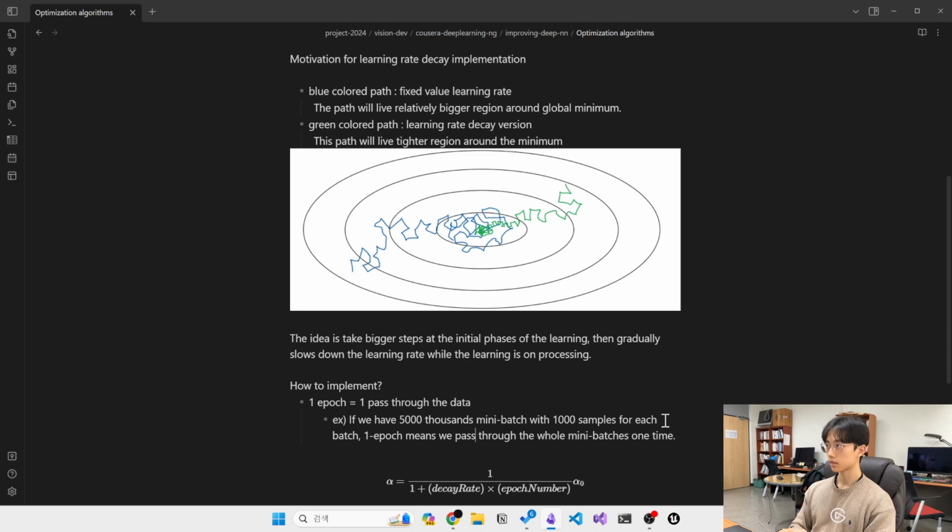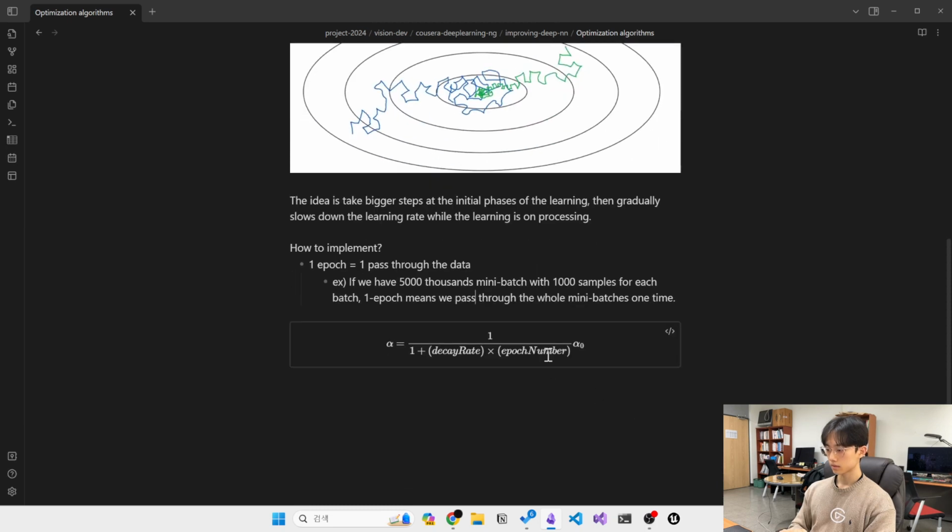So one thing you could do is set your learning rate alpha to be equal to 1 over 1 plus a parameter which I'm going to call the decay rate times the epoch num, and this is going to be times some initial learning rate alpha 0. Note that the decay rate here becomes another hyperparameter which you might need to tune.